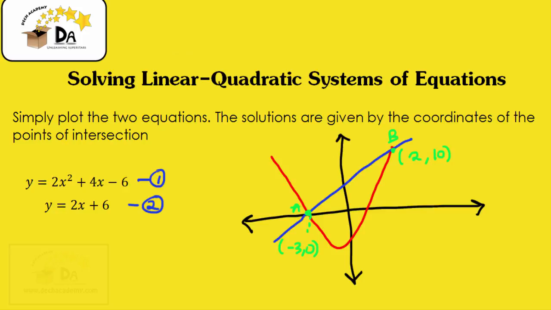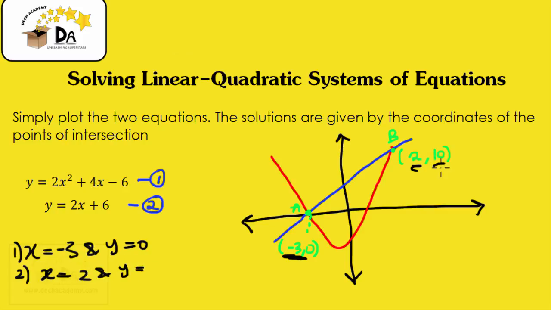That means your solutions are x equals -3 and y equals 0, based on the x coordinate and the y coordinate of this point. And the second solution is given by x equals 2 and y equals 10. And it works. We're going to test these values.